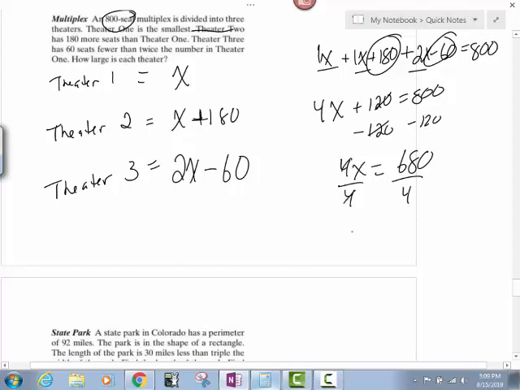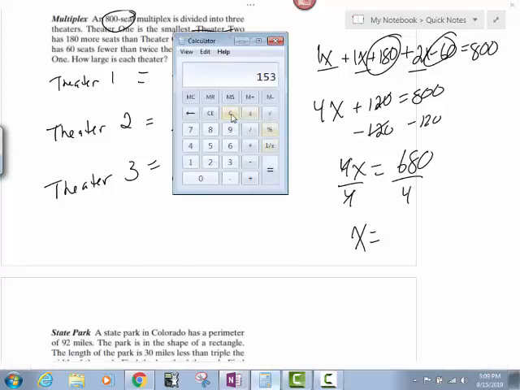When I divide both sides by the number 4, we end up with X is equal to, let me grab my calculator again, 680. Clear that out. 680 divided by 4, 170. Okay.